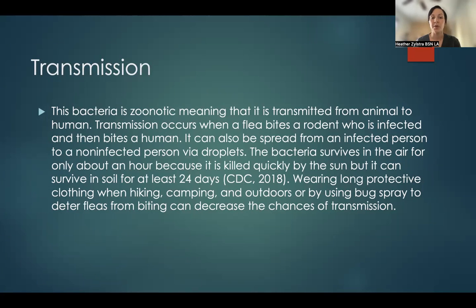Wearing long protective clothing when hiking, camping, and outdoors, or using bug spray to deter fleas from biting, can decrease the chances of transmission.